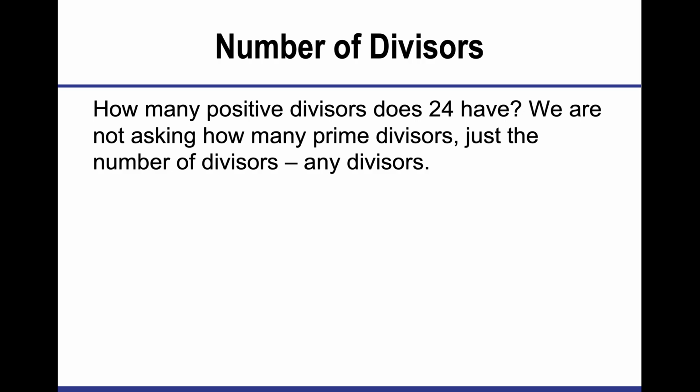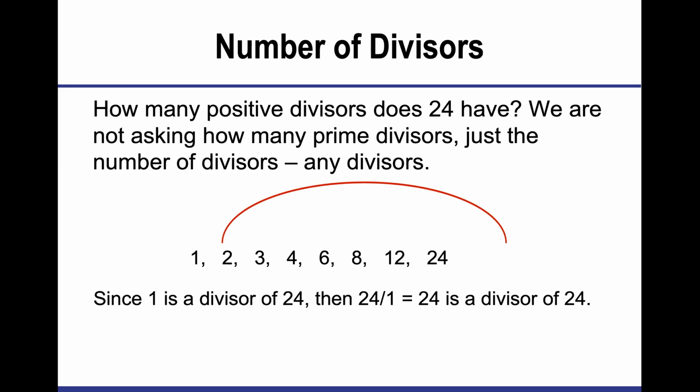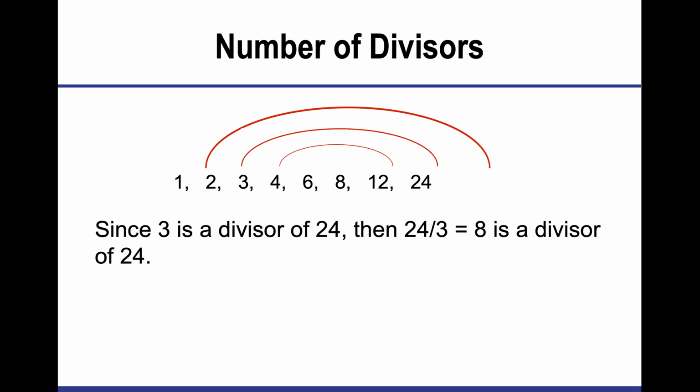How many positive divisors does a number have? Well, we're not asking how many prime divisors the number has, just any divisors. So in that case, I'm just listing out all the factors of 24. I don't have to do prime factorization on them because any divisor is eligible. And this is the kind of explanation for it.